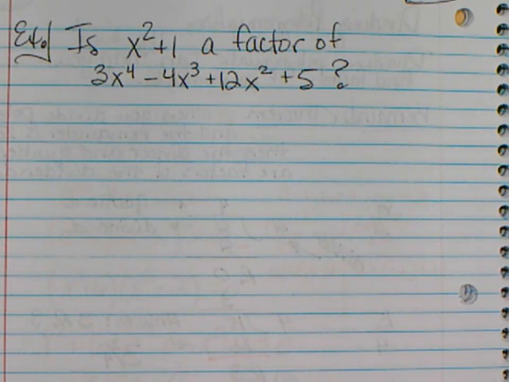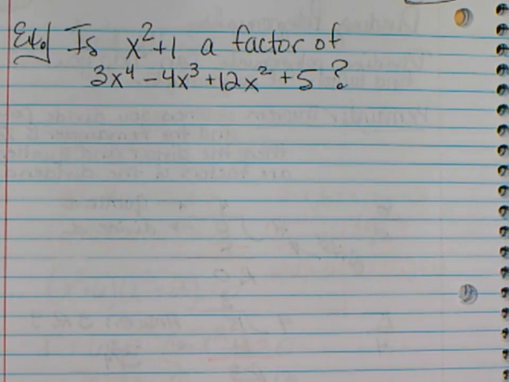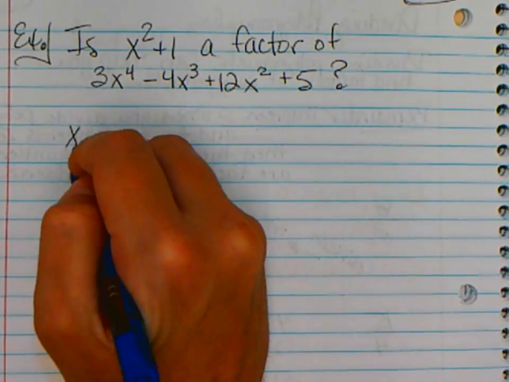We just learned the remainder theorem. If we divide by x squared plus 1 and we get a remainder of 0, then we can say yes, it is a factor, because the remainder theorem tells us so. If we divide and we get a remainder that's any number other than 0, we'll say no, it's not a factor. Because according to the remainder theorem, you have to have a remainder of 0 in order for it to be a factor. Okay? So, my divisor is x squared plus 1.